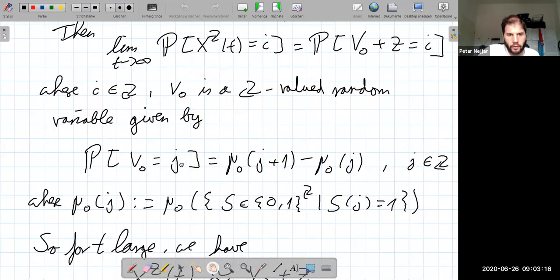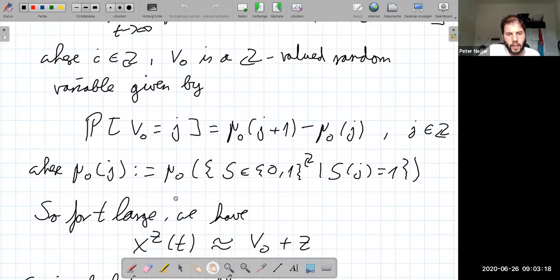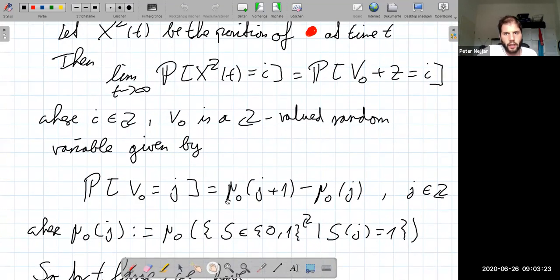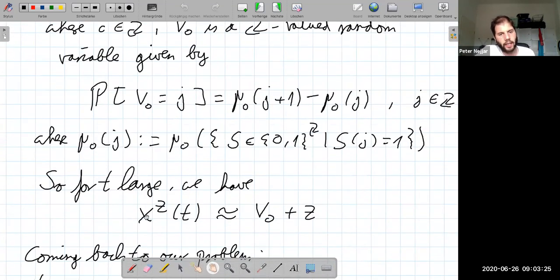So if t is large, we can informally write from this convergence that the second-class particle X_z(t) is approximately V0, this random variable V0, plus z. Now what we would like to understand is our shock as a departure from this very simple situation.